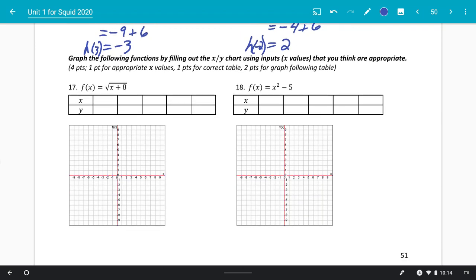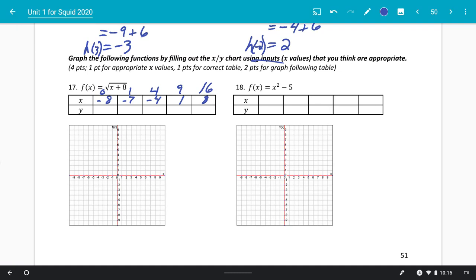Next one, I got to choose my inputs and then fill out the table and graph. Well, number 17 is a square root function. Anytime I have a square root function, I want to be thinking of these perfect squares: 0, 1, 4, 9, 16, 25, 36. But I'm not just plugging those numbers in. I'm thinking to myself, that's what I want under that radical. So what can I put in for that x to get x plus 8 to equal 0? And that's my input. Well, that's a -8. What plus 8 gets me a 1? Well, that would be a -7. And a -4, and a 1, and an 8.